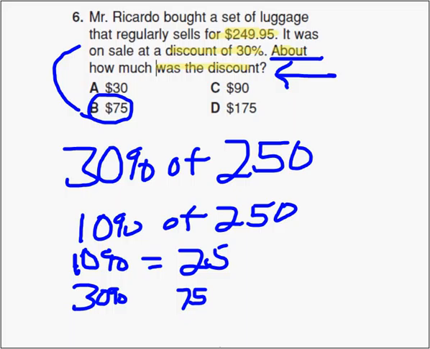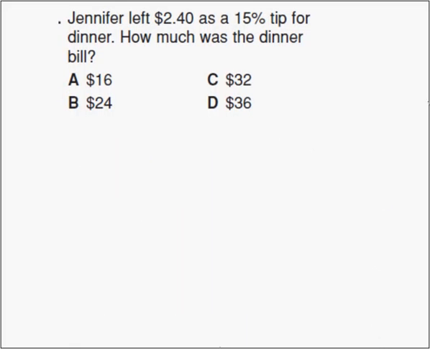Not quite, but close. Let's look at a hard problem here. Jennifer left a $2.40 as a 15% tip for dinner. How much was the dinner? We're looking at proportions here. And when we do tips, we're usually looking at proportions. And whenever you see in the proportions 15%, that's always related to 100. So 15 over 100, 15's the part, 100's the whole. So then for the second number, you just have to ask yourself, is this $2.40 the part of it or is it the whole?